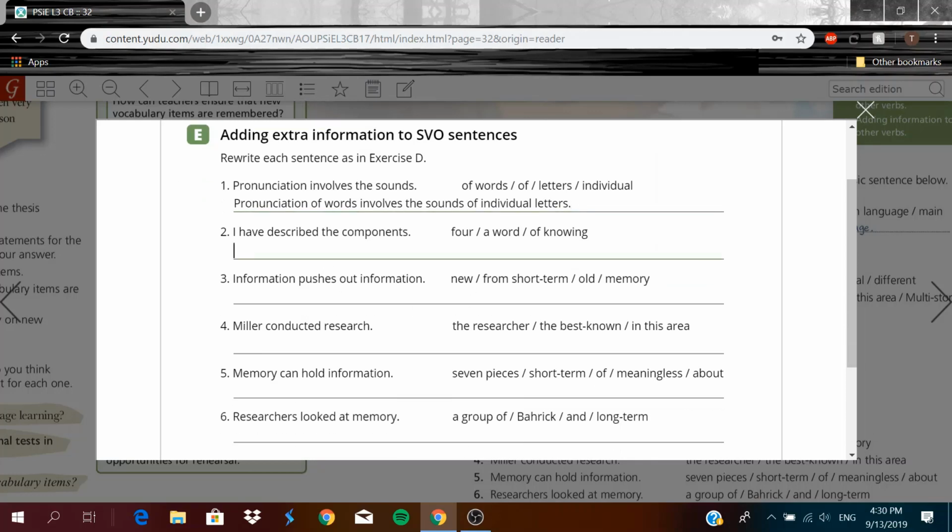Number 2, I have described the components for a word of knowing. I'll say I have described, right? I have described the 4 components of knowing a word, right? So I have described the 4 components of knowing a word. Okay?